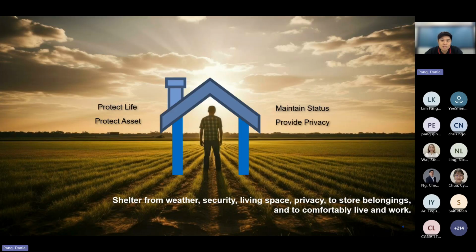A roof protects life and assets, holds property value and status, gives comfort and privacy. Subsequently, it provides shelter from weather, security, living space, privacy, to store belongings, and to comfortably live and work. But we only notice when it fails, either leaking, too hot, or too noisy. So today, we will explore the design and durability of a roof.